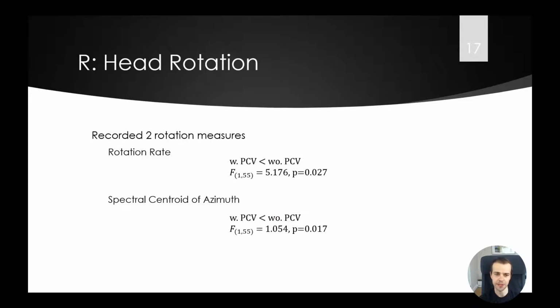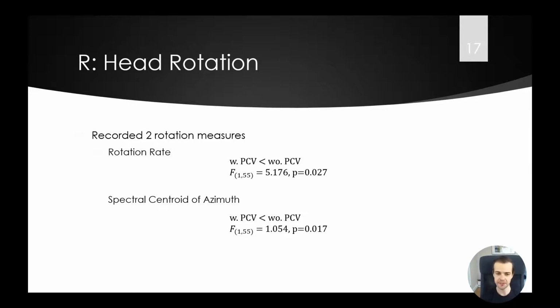We also recorded head rotations, and we evaluated in two different measures. First one is rotation rate. So that means the total head rotation normalized by the time. And it tells us if people were aiming. So lower rotation rates tell us that people were aiming more carefully, and higher tells us that people were firing at will. And the second one is the spectral centroid of azimuth, which tells us about glancing, so quick glancings from one side to the other.